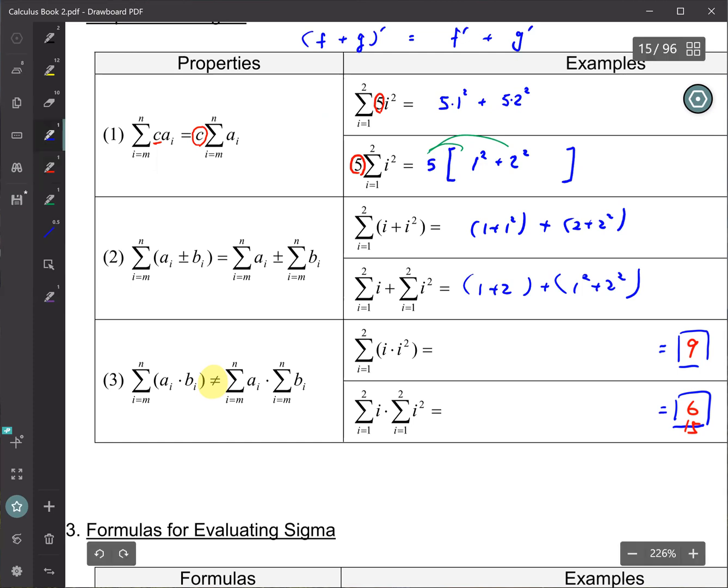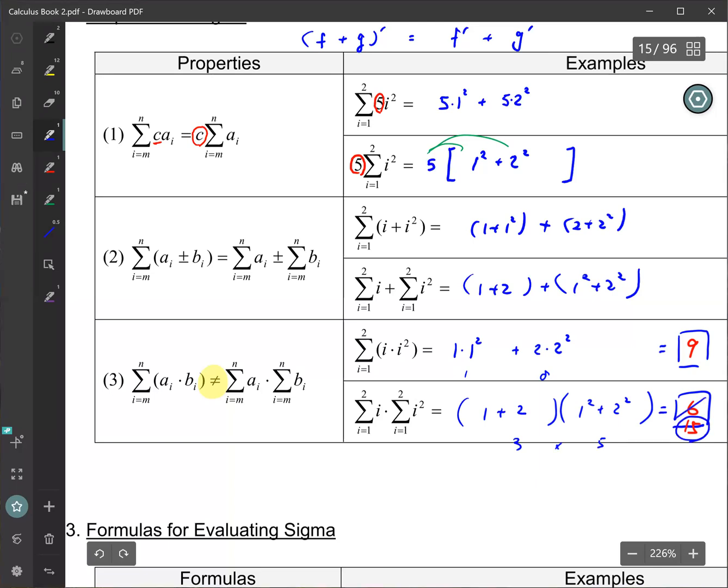Okay, we'll check the expansion. For the first one, we'll be starting with 1 squared plus 2 squared. So that will be 8 here plus 1 there, so that's a 9. That's good. The second expansion is you do the first sigma multiplied with the second sigma. So it's 1 plus 2 times 1 squared plus 2 squared. This is 3, that is 5, so that makes it a 15, okay?